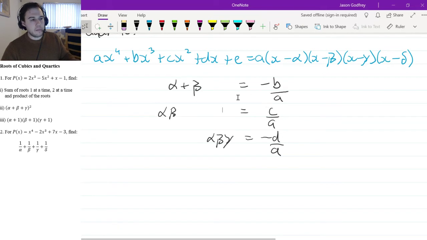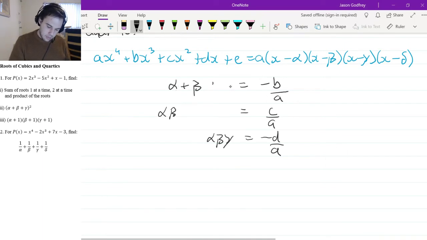So then once we introduce gamma, what happens to this sum? Well, we also add gamma onto it, and we get the cubic one, right? So just like the transition from quadratic to cubic, we added the extra root, it was still negative b on a, right? Well, if we add delta onto this, the other root for the quartic is also going to be negative b on a.